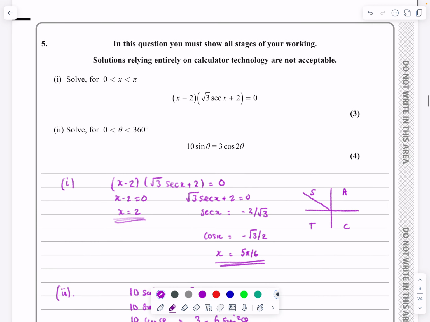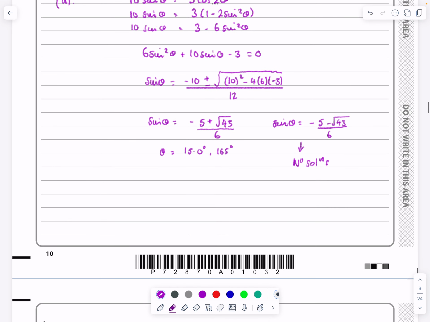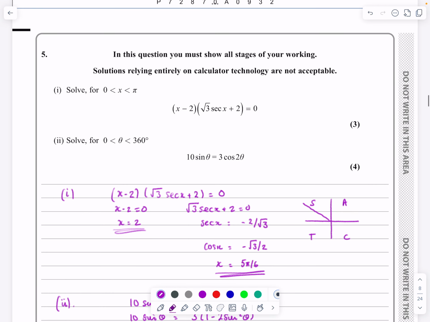Let's just go back and check. Did it say anything about decimal places? No, it said nothing about decimal places or significant figures. So I'm quite happy to just have that as the answer. Yeah, pretty straightforward for question 5. Hopefully all of that makes sense to you.